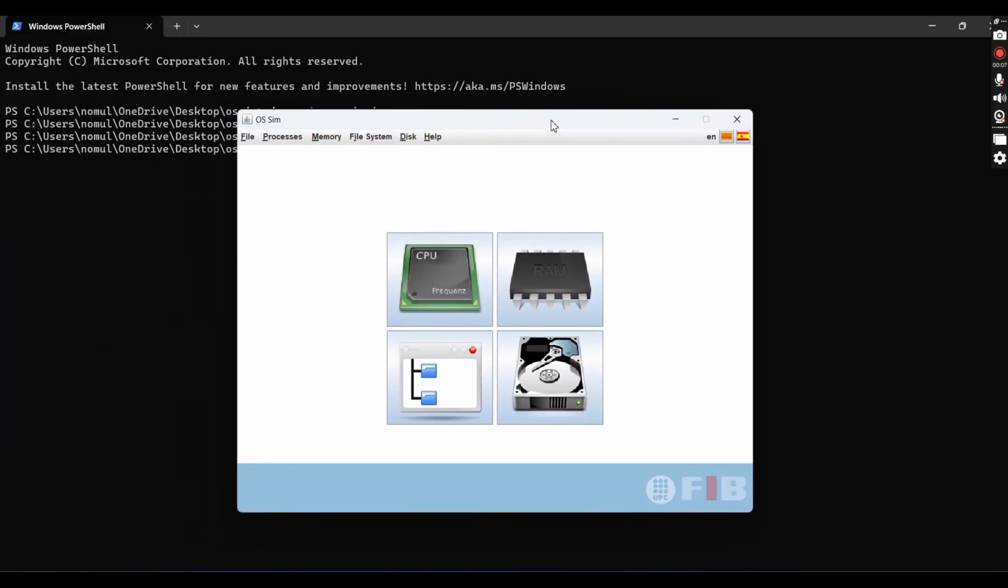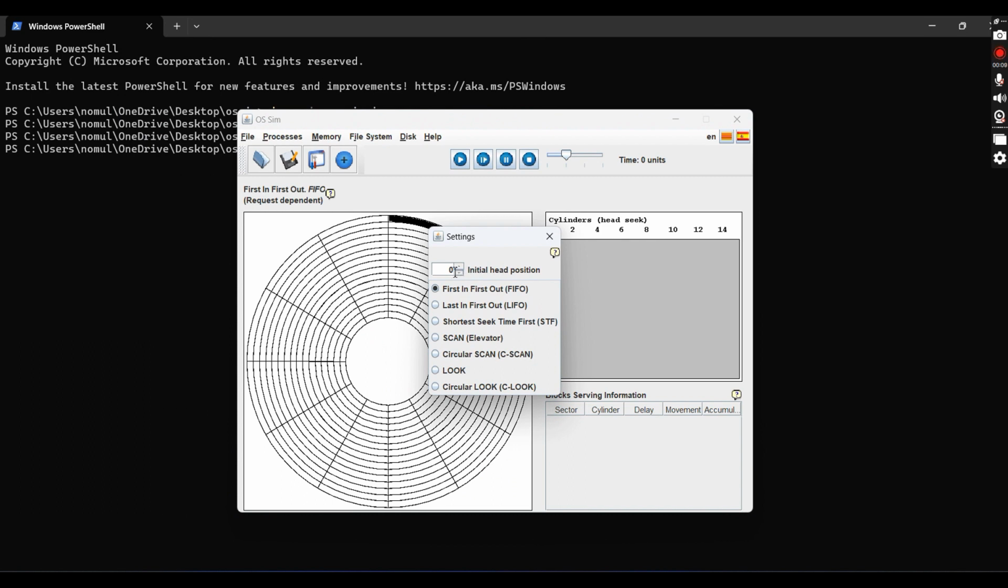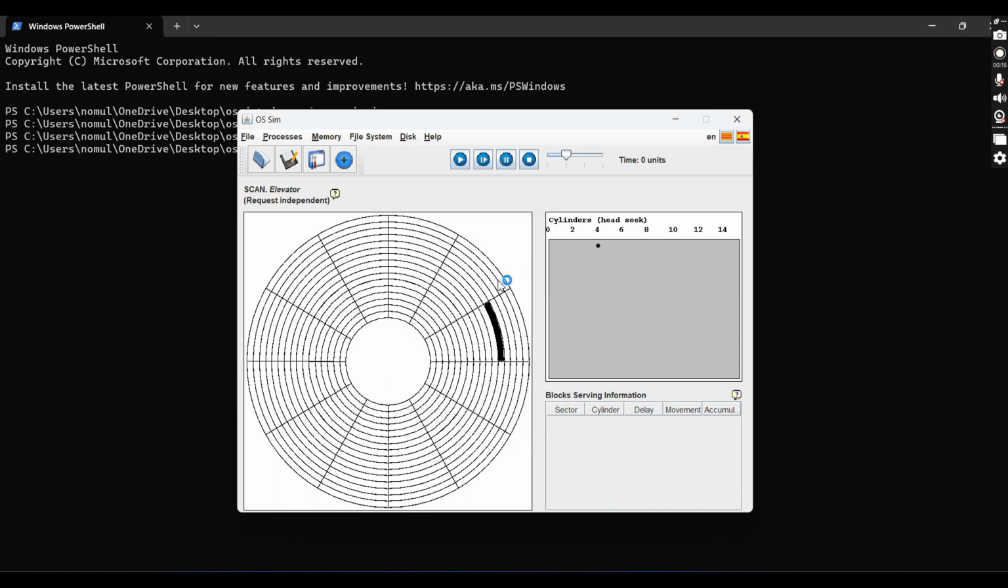Thank you. The command is java -jar ossim.jar. After we press enter, the OS simulation tool opens. Later we have to select the method we want to use. Now we are using the SCAN disk scheduling algorithm. So I would like to explain about the SCAN scheduling algorithm.